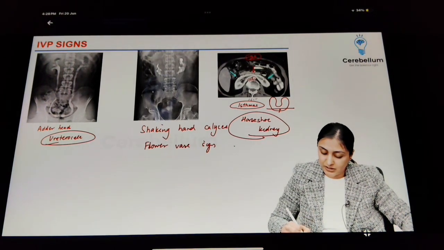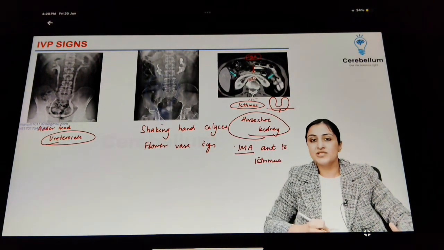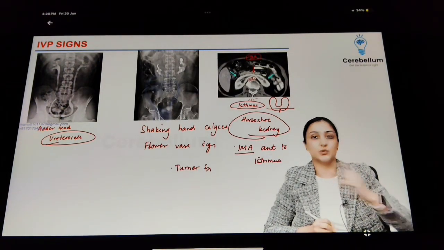So that is what you need to remember, that the inferior mesenteric artery is always going to be anterior to the isthmus, right? Which syndrome is horseshoe kidney more commonly associated with? Turner syndrome. So that's another question for you, horseshoe kidney is associated with Turner's syndrome.